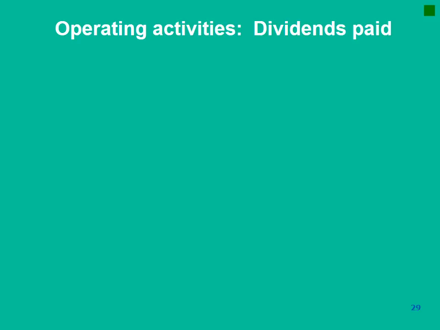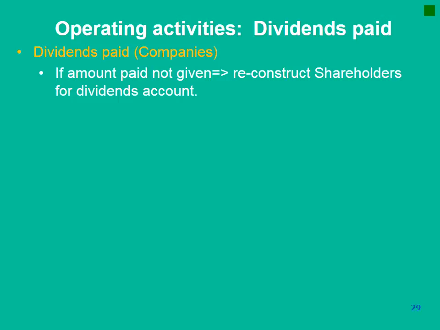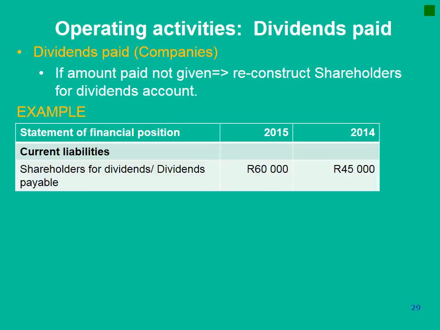What we did now was a cash flow statement for a sole trader, but remember, in companies we also have dividends paid. And if the amount paid for dividends is not given, you're going to have to reconstruct a shareholders for dividends account. So I'm going to give you an example. Let's say a particular business had shareholders for dividends of $45,000 owing at the end of last year, $60,000 at the end of this year.